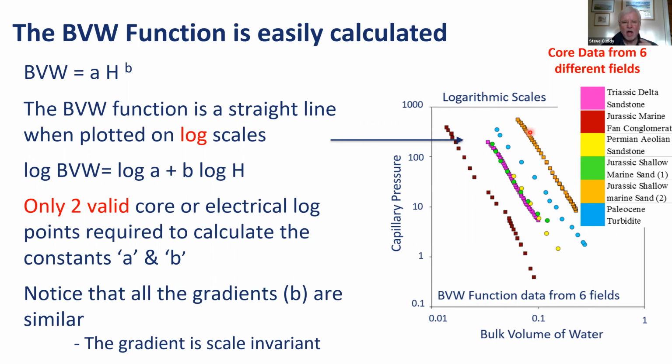What you also notice is, even though they're straight lines, they have a similar gradient. Now this gradient is scale invariant. You can change capillary pressure to height. You can change height from meters to feet. You get the same gradient. And you notice that the gradient is the same. So perhaps all the fields in the world are defined by the BVW function with the same B. And B in this case is 0.42. The answer was 42.